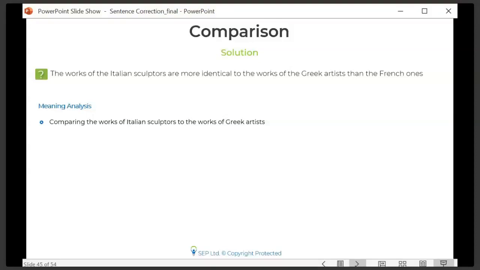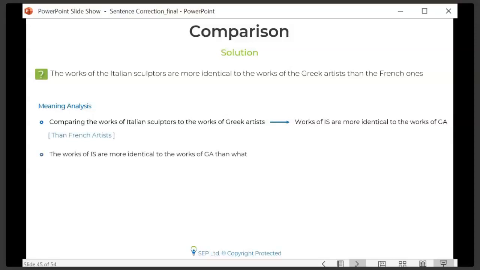The works of Italian sculptors are more identical to the works of Greek artists than the French ones. So the works of Italian sculptors are more identical to the works of Greek artists than what? Now here French ones could imply two things. It could imply that the works are more identical to the French artists themselves, and this would be illogical. Or it could imply that the works are more identical to the French artists' works, which is logical. But then the meaning is not clear. And that is the error in the original sentence, okay?